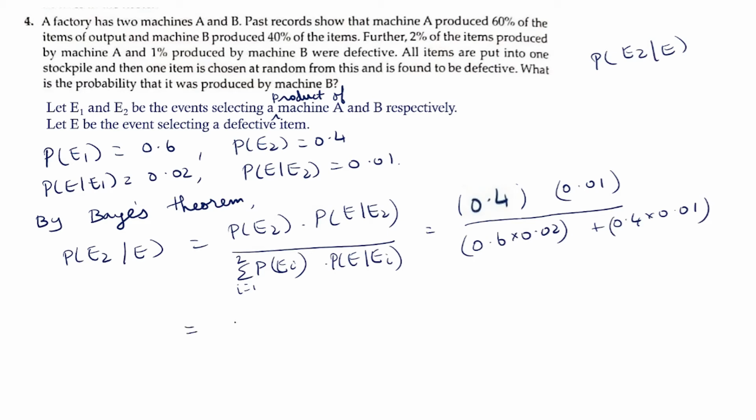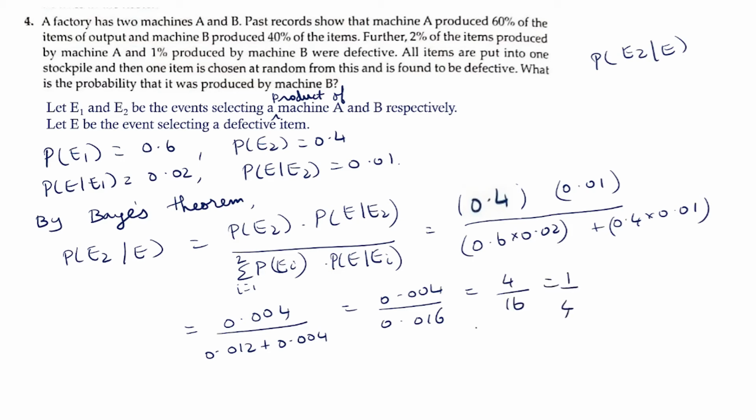So this is equal to 0.004 upon 0.012 plus 0.004. When we simplify, we get 0.004 upon 0.016. So this is 4 by 16, which is 1 by 4. So the required probability is 1 by 4.